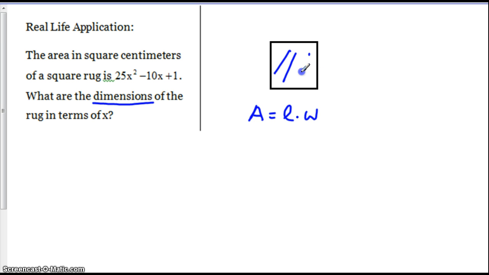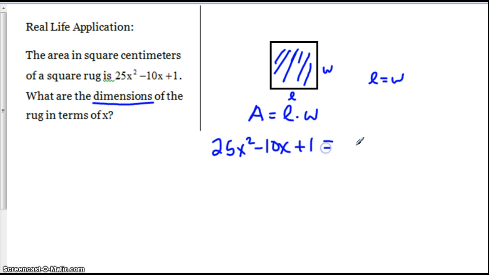So again, we're finding this area, and we want to know what the length times the width is, and our length should equal our width because it's a square. So our area again would be 25x squared minus 10x plus 1 equals my length times my width, which will be the same thing.